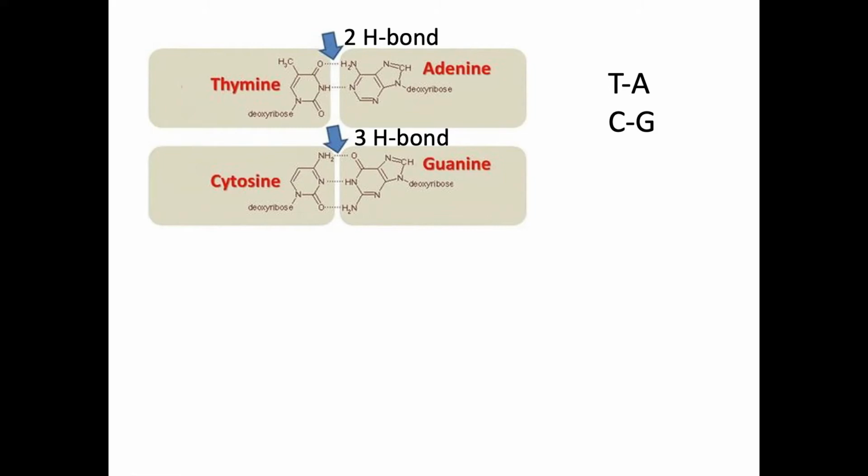So do you think TA is more difficult to break or CG? Yes, CG has 3 hydrogen bonds and is more difficult to break.